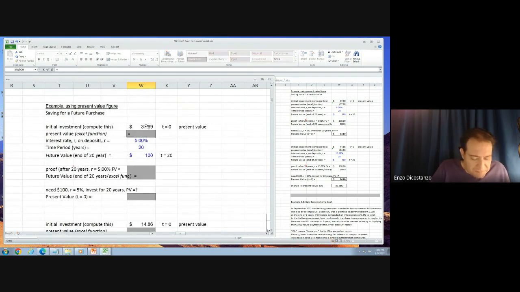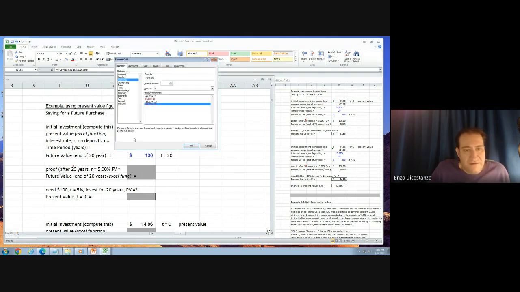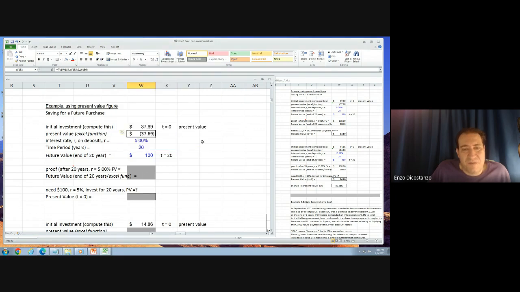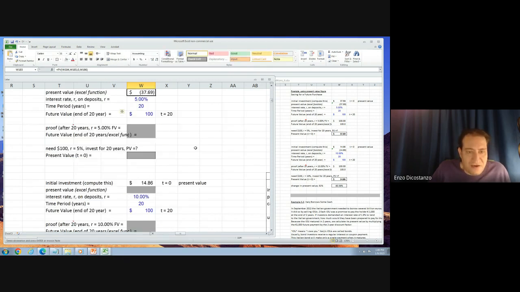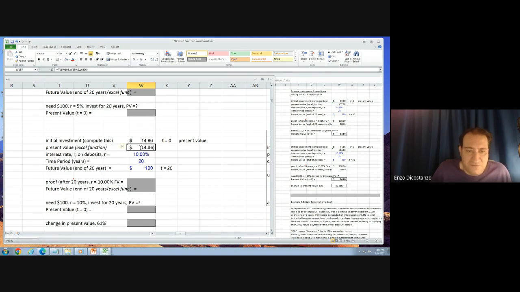We can check with the Excel stuff: rate, number of years, no payments, and we want this to be 100. I don't know why that's red, but okay, it's currency. Fine. Well, it shouldn't be currency, but we did this as accounting. Okay, 37.69, and then I can just bring it down there, 14.86.